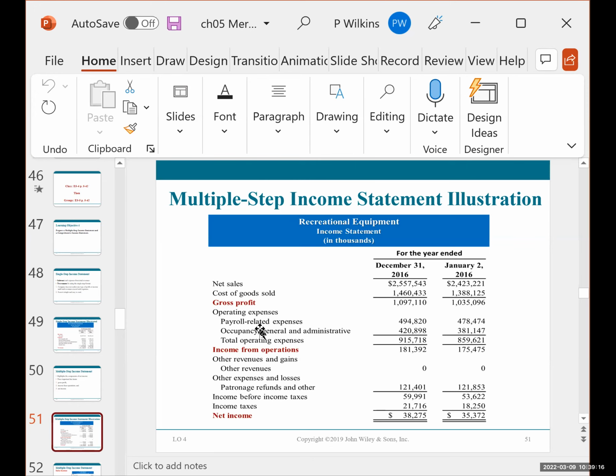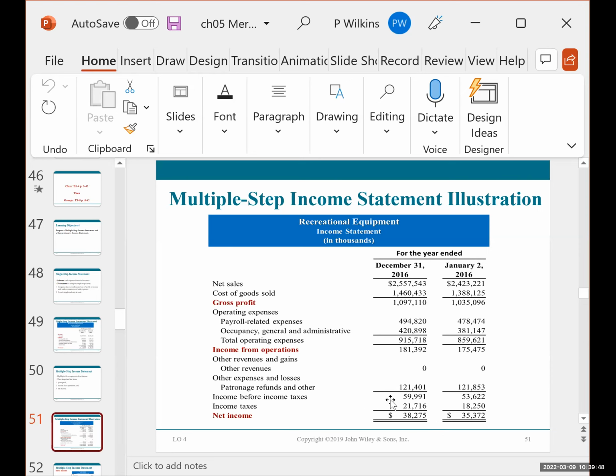And so we see here that they have payroll and some other things. And then you get what's called income from operations, $181,392. And then you have to subtract out other items. So the big one is income tax, right? Well, they have other expenses, but then they have income tax, $21,716. So that's where it gets it down to the $38,000.